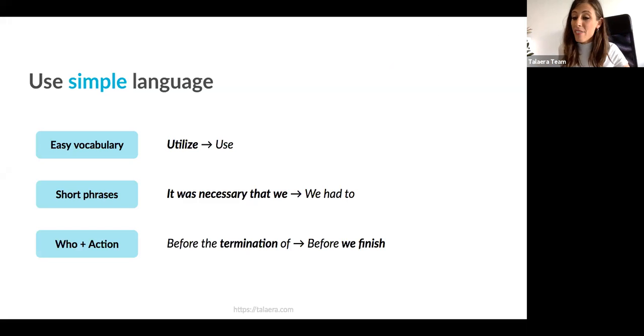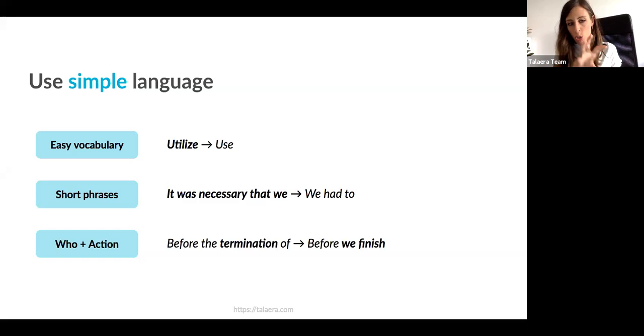First, pick the easy vocabulary. Utilize is correct, but it's a bit difficult. And you have use, that means the same, and it's much easier. Go for the easy vocabulary. Short phrases as well. If you can say it in 1 word instead of 3, much better. So instead of it was necessary that, you can just say we had to.